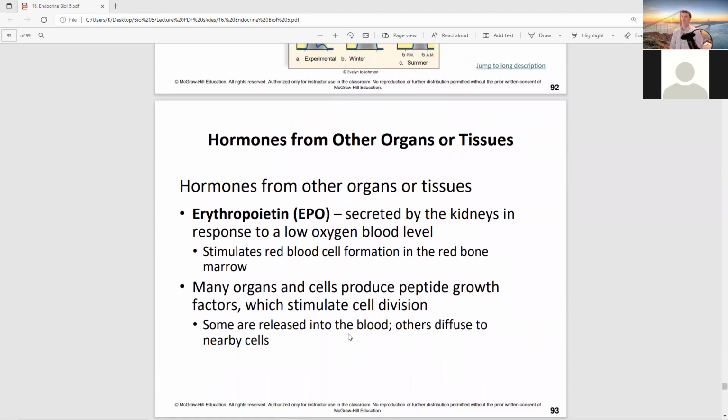Hormones from other organs or tissues: we have EPO, which is secreted by the kidneys in response to a low oxygen blood level and stimulates red blood cell formation in the red bone marrow. Many organs and cells produce peptide growth factors, which stimulate cell division. Some are released into the blood, others diffuse to nearby cells.